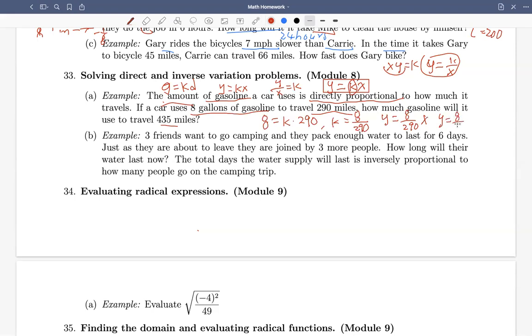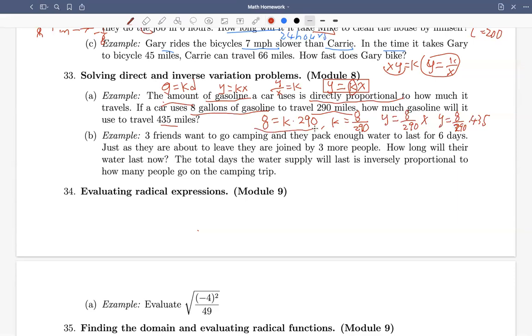So we have k, which is 8 divided by 290, times 435. So we just have to calculate this number to get y. But first, before we do that, let's make sure we understand this question. So first, we're seeing two variables or two quantities in a directly proportional relationship. That means y equals kx. Then the first condition tells us that if 8 gallons of gasoline is used for the car, then the car can travel 290 miles. So we plug into the formula.